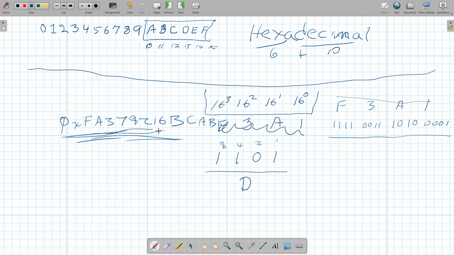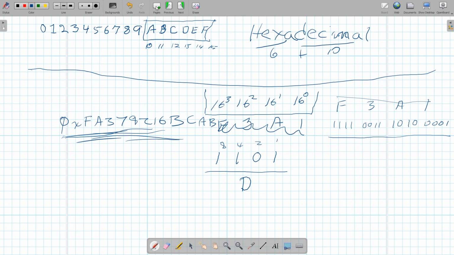So that's how we represent hexadecimal values. They're letters and numbers. They're actually numbers. The letters actually represent numbers. They represent the numbers 10 through 15 within the hexadecimal system. And they're easy to convert to binary, which is one of the reasons we use them.